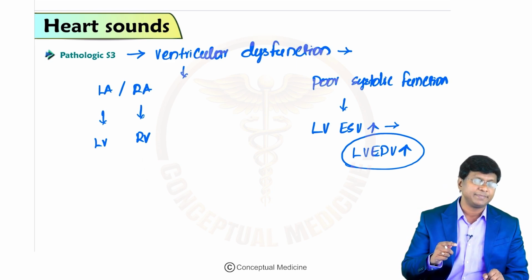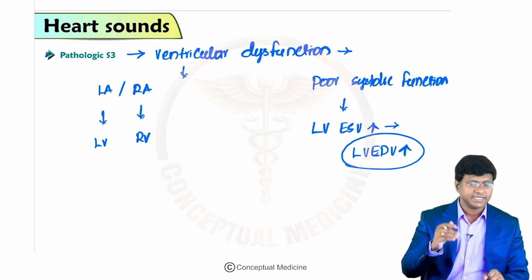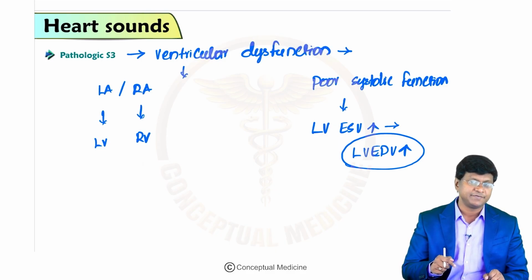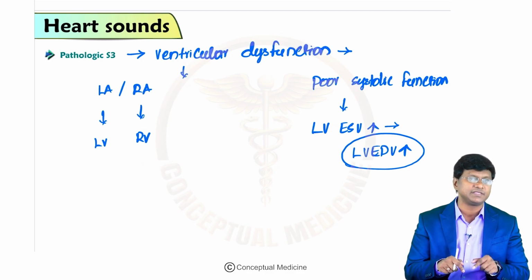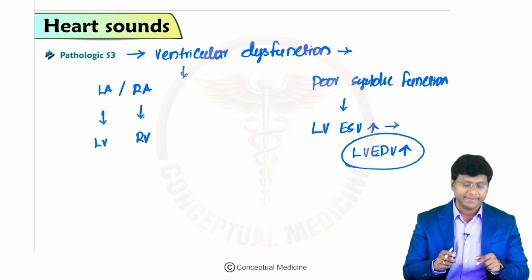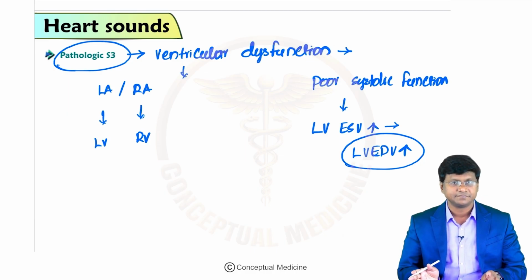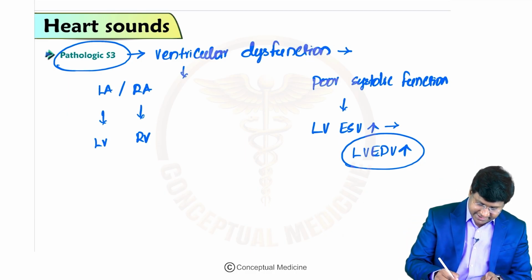So what will happen to the S3? S3 gets exaggerated. S3 is due to first rapid filling, and here, during this first rapid filling, there is already blood within the ventricle. So what will happen to your S3? There will be a pathological S3.